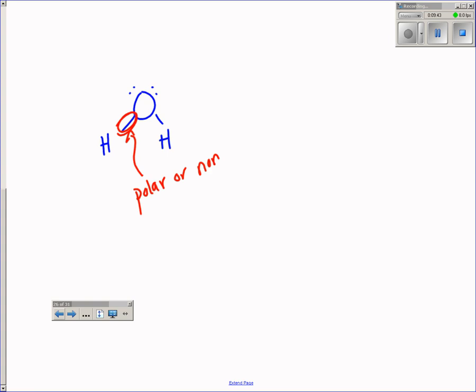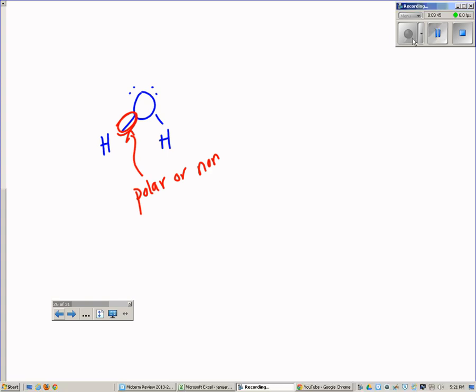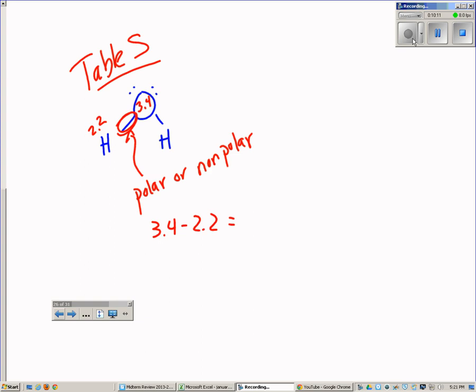Sorry, hold on a second. We determine if it's polar or nonpolar by taking the difference in electronegativities. We look up the difference in electronegativity between oxygen, which is 3.4, and hydrogen, which is 2.2. Yes, yes, yes, you guessed it, table S. We're looking on table S, and we have to subtract them. So we go 3.4 minus 2.2 gives us a value of 1.2.